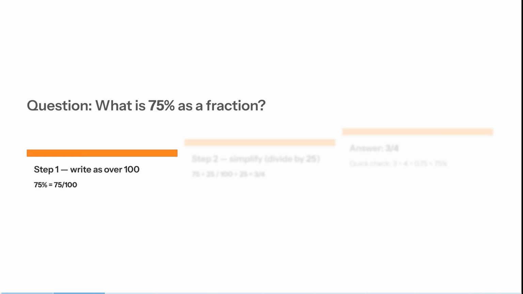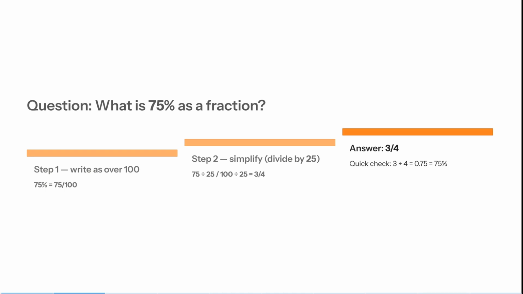So step one, write it as over 100. So we have 75 over 100. And then we think, can we find a way to simplify that down? Can we find a number that divides into 75 and into 100 exactly without any remainders? And so we can divide by 25. So 75 divided by 25 is 3. 100 divided by 25 is 4. So 75 out of 100 is the same thing as 3 over 4 or 3/4. So that's our answer. Quick check. 3 divided by 4 as a decimal is 0.75, which is 75%.